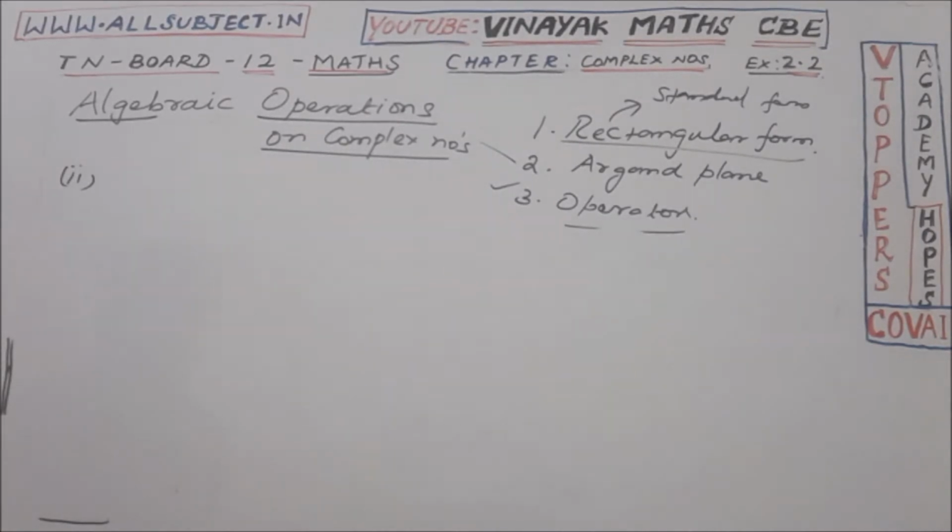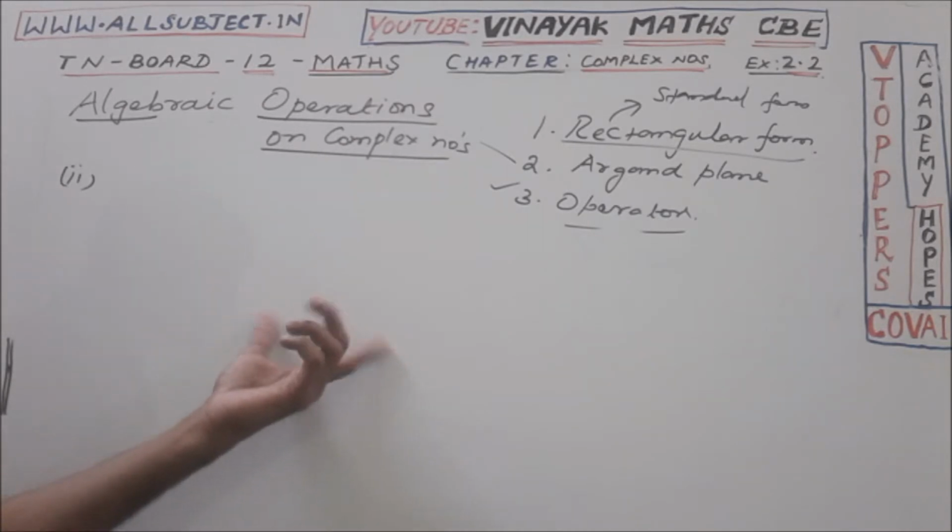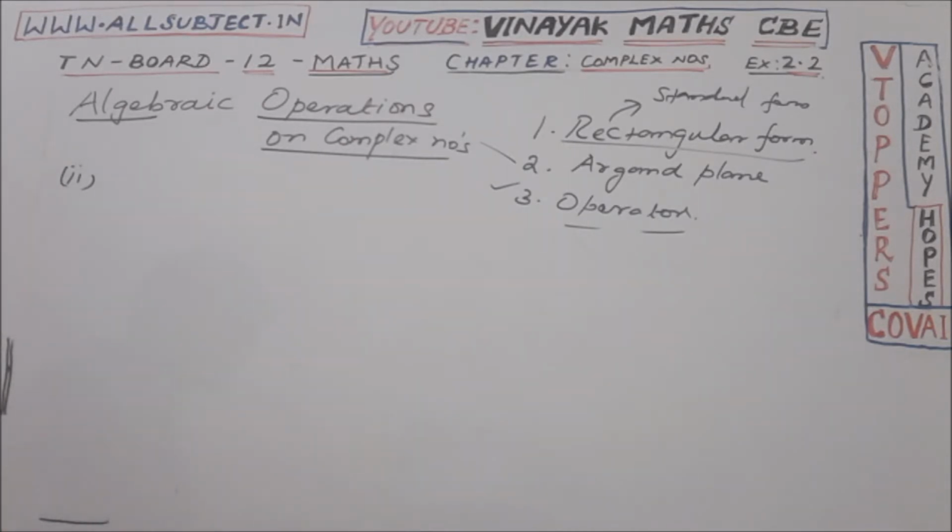The subtraction is very useful when applied to find the distance between two complex numbers. So that case is very important. While calculating the distance between two complex numbers, Z1 minus Z2 will be very useful.